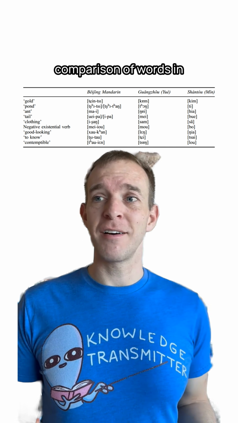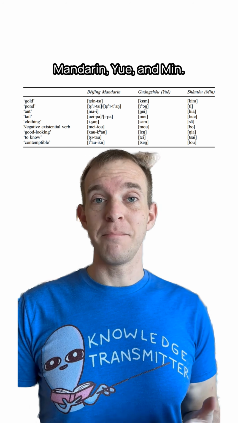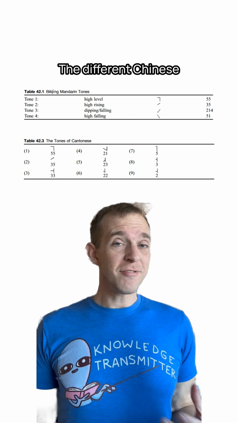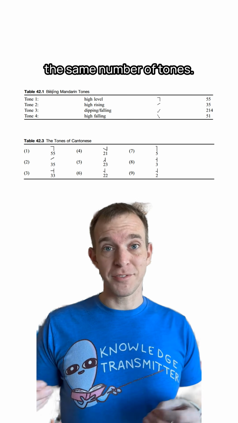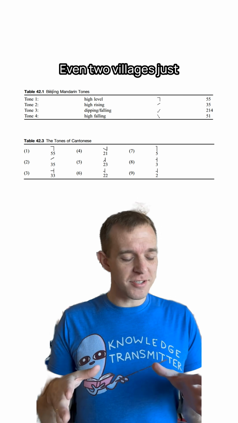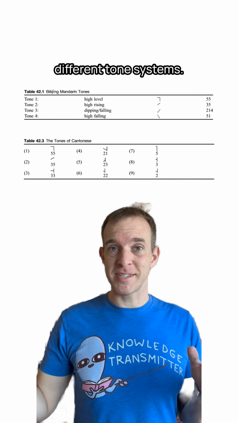Well, here's a comparison of words in Mandarin, Yue, and Min. Sometimes you can tell that the words are related, but other times they look completely different. The different Chinese languages don't even have the same number of tones. Mandarin has 4 tones, while Cantonese has 9. Even 2 villages just a handful of miles apart can sometimes have different tone systems.